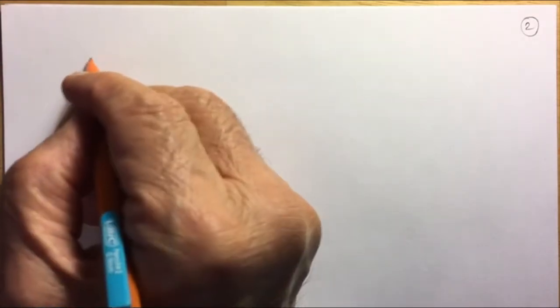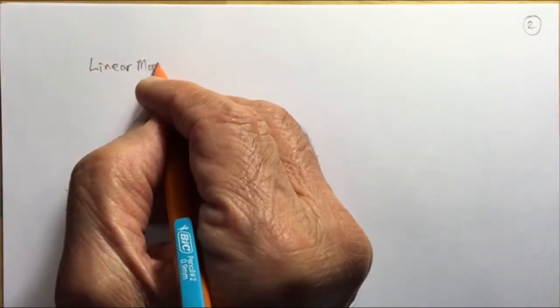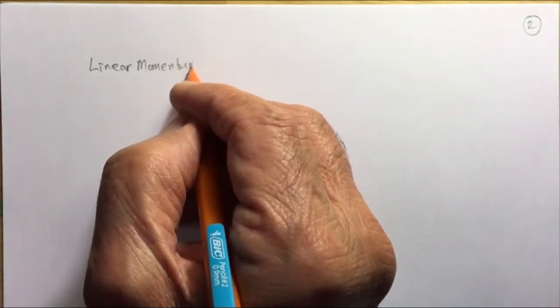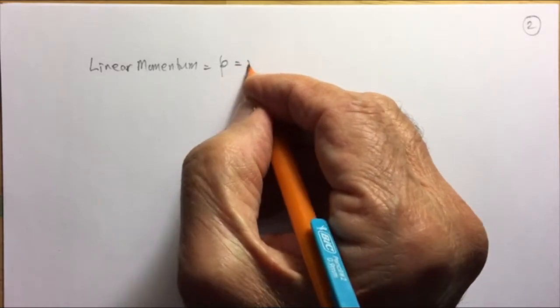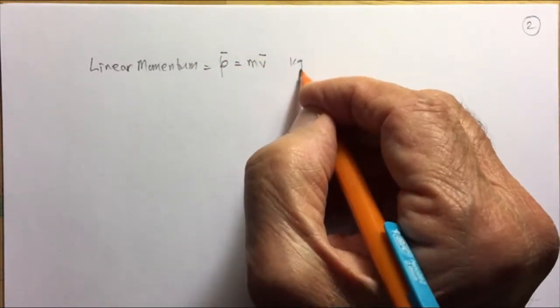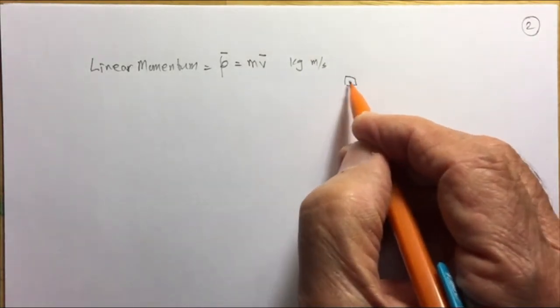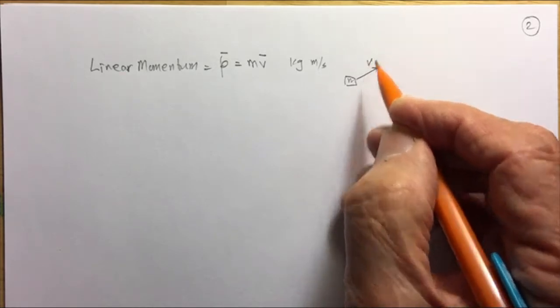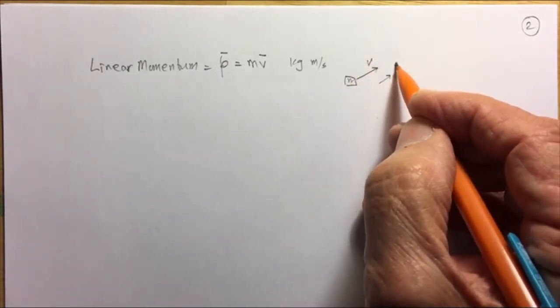So now we will look at angular momentum, but before we do that, we look at just a quick review of linear momentum, which we have done earlier. It is written with the lowercase letter p, which is m times v, and the units are kilograms meters per second. So if we have an object of mass m going in the direction v, it will have a momentum in the same direction.